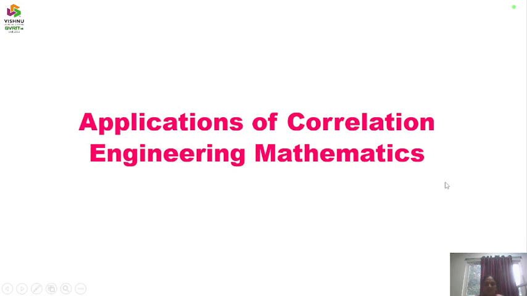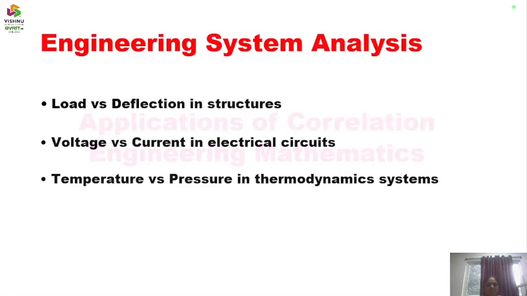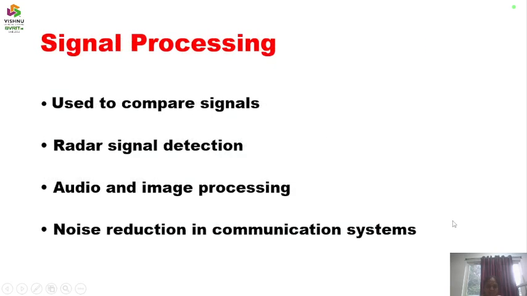So with that, the introduction part of the correlation is completed. Now we can see the applications of correlation, in engineering and mathematics. In engineering, system analysis, load and deflection in structures, voltage and current in electrical circuits, temperature and pressure in thermodynamic systems. In signal processing, it is especially used to compare signals, radar signal detection, audio, video, image processing, and noise reduction in communication systems.